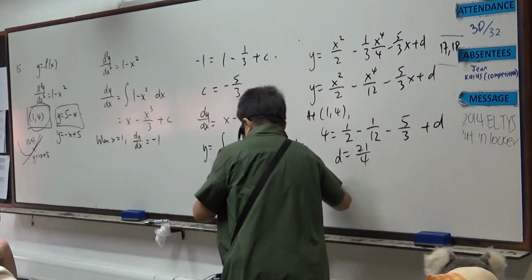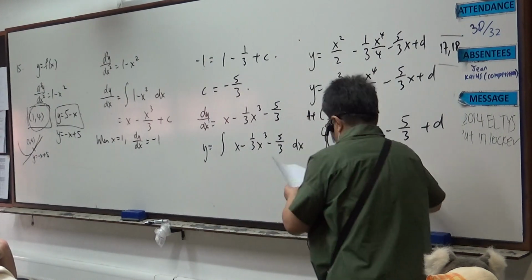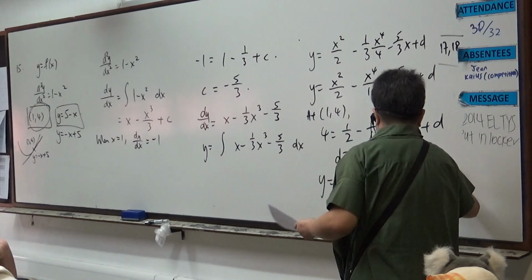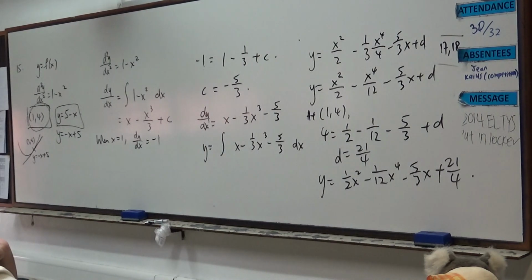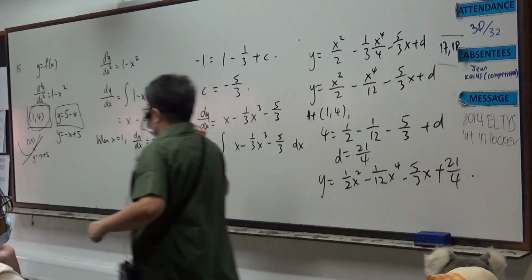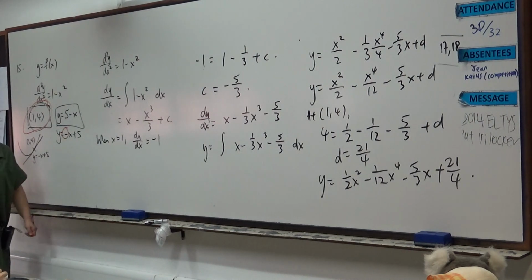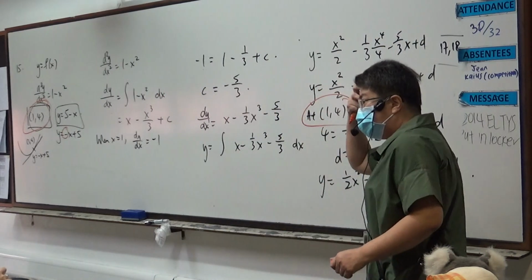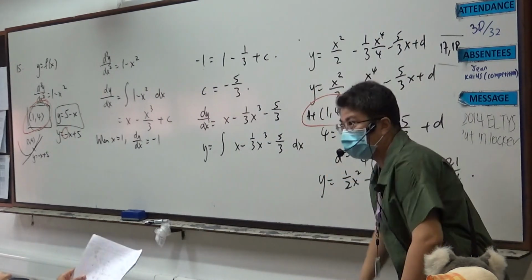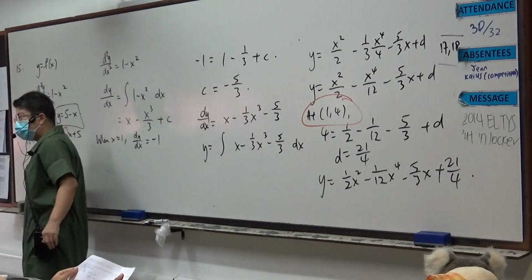So your y is straight away half x squared minus 1 over 12 x to the 4 minus 5 over 3x plus 21 over 4. Everybody can? Now, why did I choose this question? It's not that I choose the question. It's because I want you to know this point, this gradient, and that point can be substituted here again. Because some people, they just look and give up straight away. Cannot. Even if my diagram is wrong, can you see it's still useful?